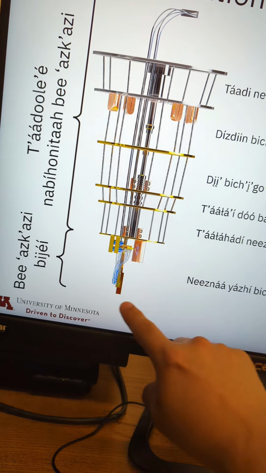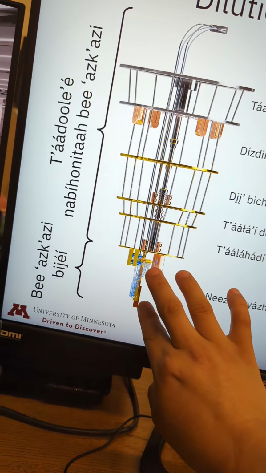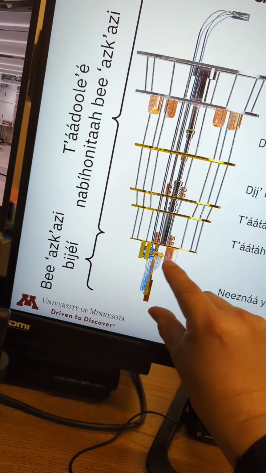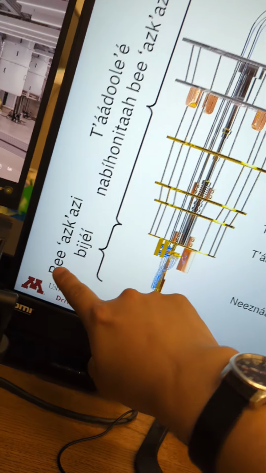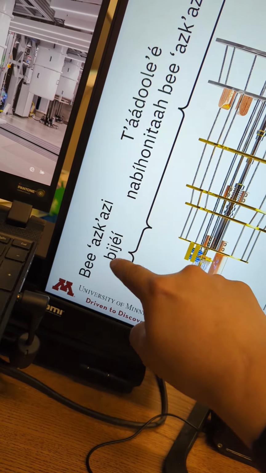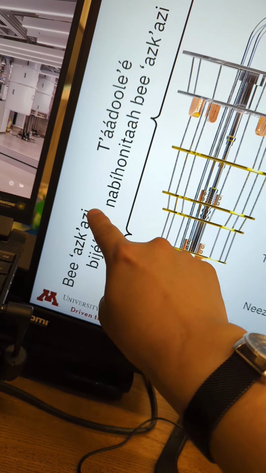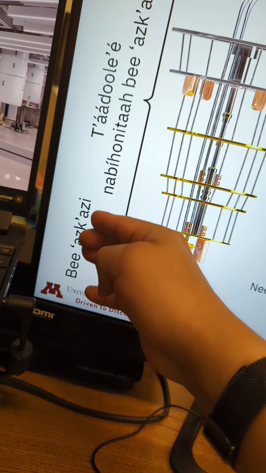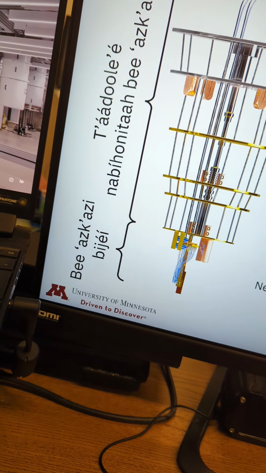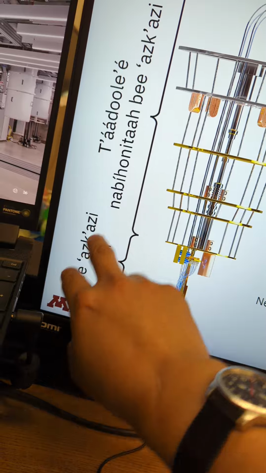This is the main part of the fridge that is used. So this is the core. In other words, you can consider this to be the heart of the dilution fridge. So I described it like this: be'azkaze b'jay. It just means by which something is made cold, or, in everyday terms, be'azkaze in Navajo is how we describe a refrigerator. And b'jay is the heart. So, the heart of the refrigerator.